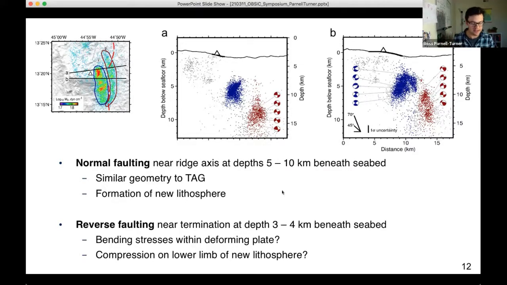And that led us to this idea that in the steeply dipping deeper portion, we just have a typical normal fault, which is what you saw at TAG. And in the footwall, we have this evidence for compression, which might be as a result of bending stresses in that deforming plate as it rolls over to shallow angles.